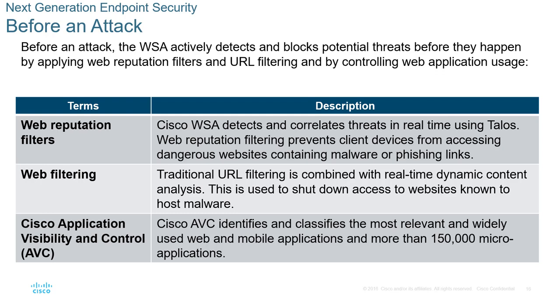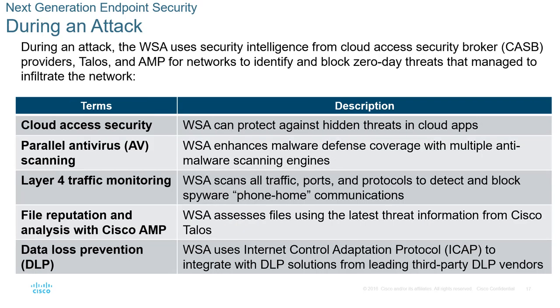Essentially, all of these help us to detect possible vulnerable files, possible attacks, or malicious content coming from the web. During the attack, we're looking at cloud access security, making sure that there are no hidden threats in cloud apps. We're looking at advanced AV with malware protection, monitoring layer 4 traffic, and file reputation based off of current information from Talos.